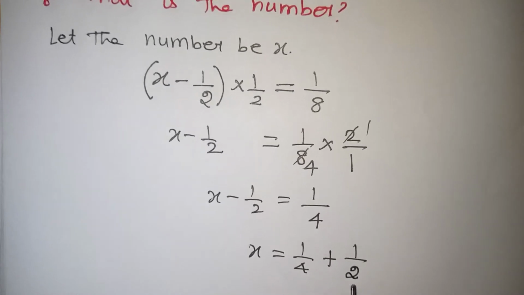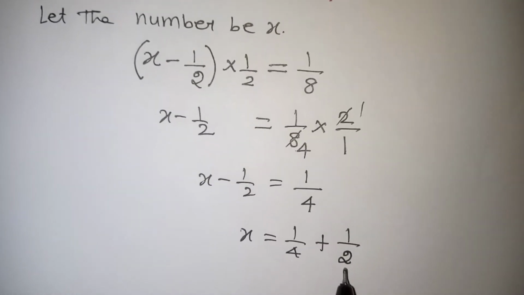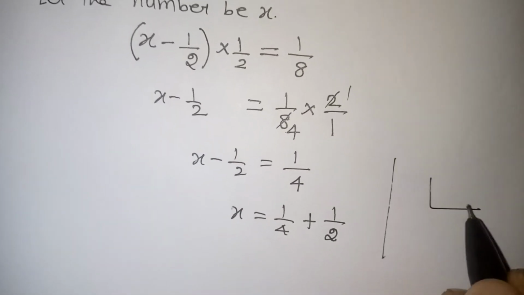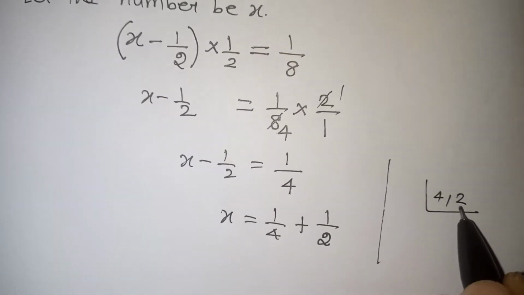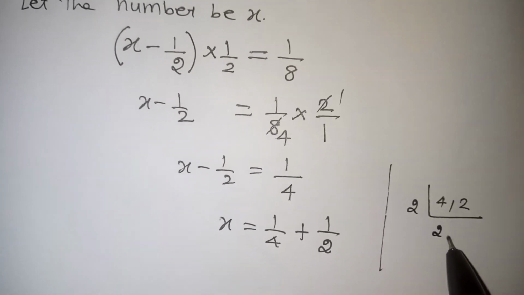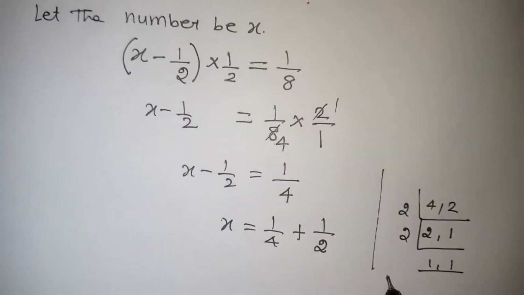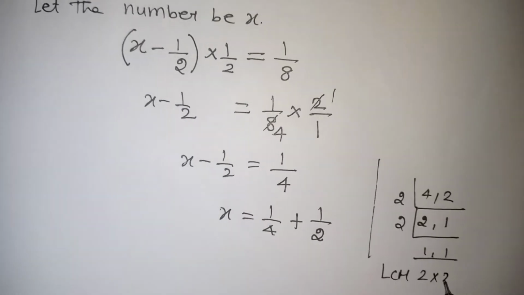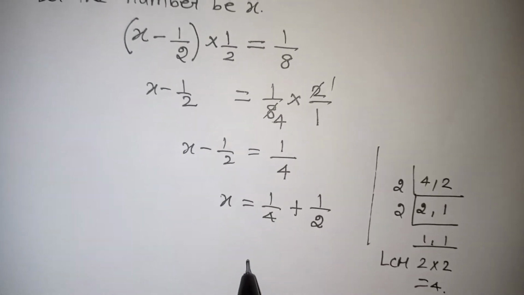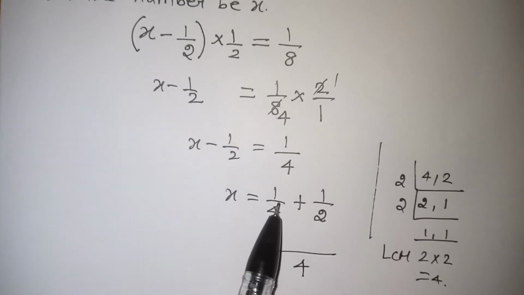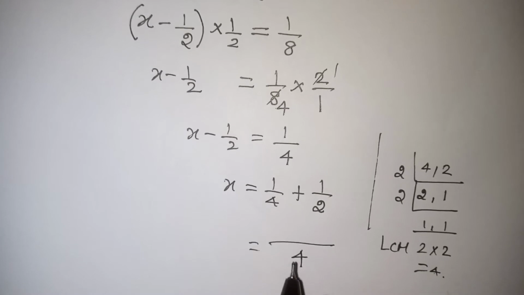Now here we need to add these two, but my denominators are different. So we need to take the LCM of 4 and 2. Common table 2: 2 2s are 4, 1 2s are 2, again 2 table 1 1. So here our LCM value is 2 into 2, that is 4. So the LCM value should be taken in the denominator. Here the denominator 4 is already available, take this one as it is.